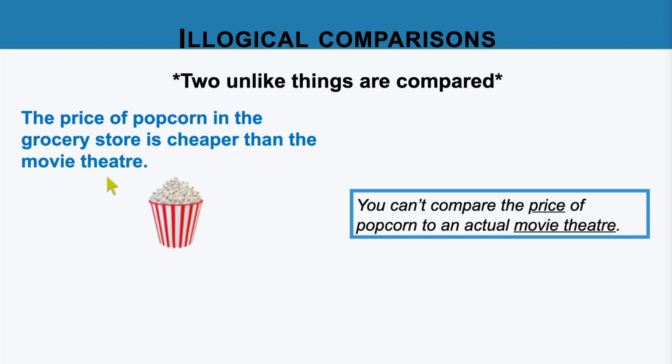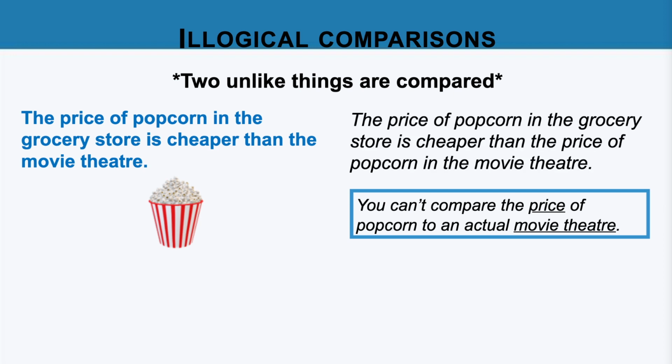So this is a super clunky and kind of funky sentence, so it might even be difficult to know that there's an error in the first place, but here's one way we could rewrite it. We could just say the price of popcorn in the grocery store is cheaper than the price of popcorn in the movie theater. It's long, it's wordy, but now it's totally clear that we're talking about the price here versus the price there. And when you're rewording things, when you're dealing with illogical comparisons, there's usually a few different varieties of how you could reword something. And we'll see some more examples in a moment.